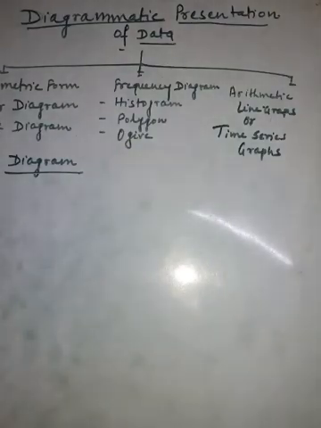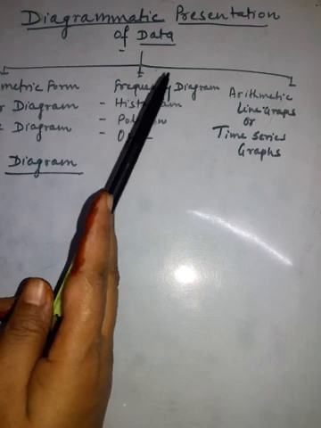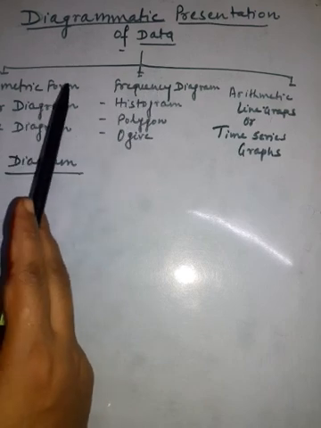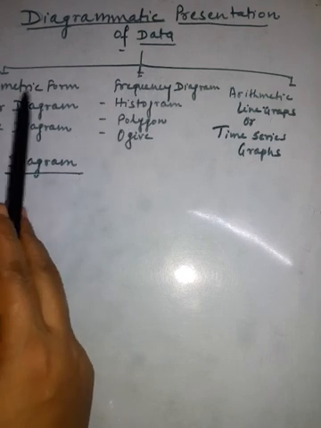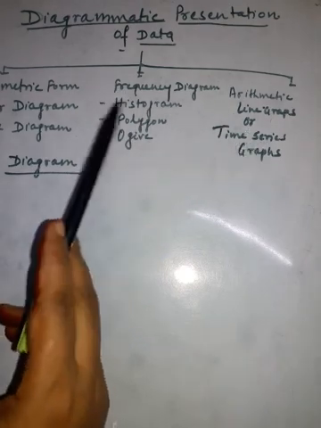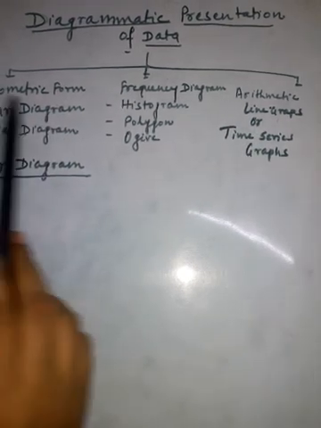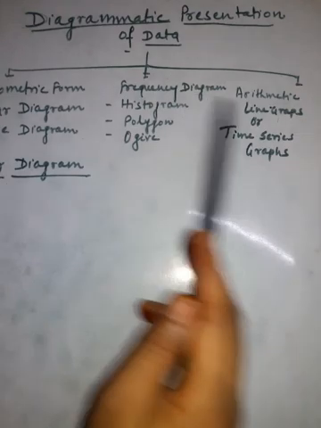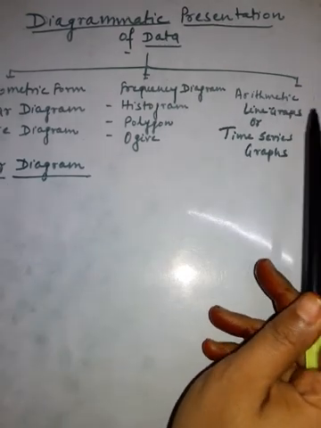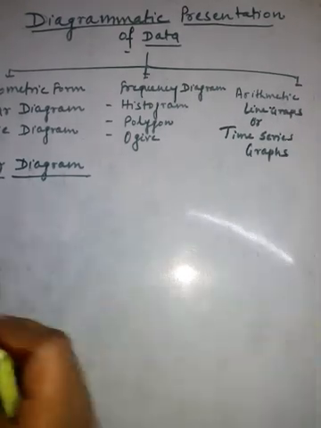Good morning, student. In my previous video, I started this topic, that is diagrammatic presentation of data. Data can be diagrammatically presented, and there are three forms through which data can be presented. First one is geometric form, second is frequency diagram, and third one is arithmetic line graphs or time series graph.